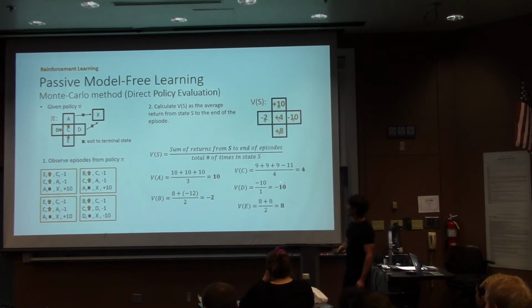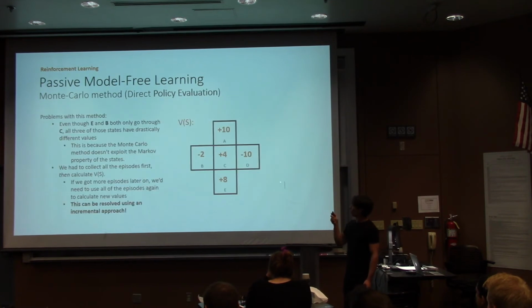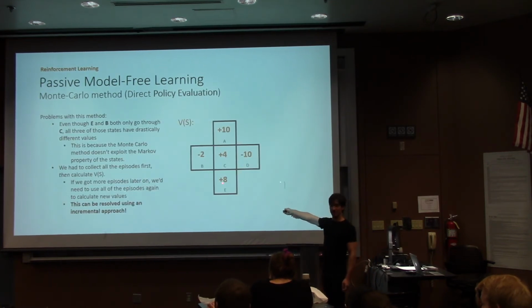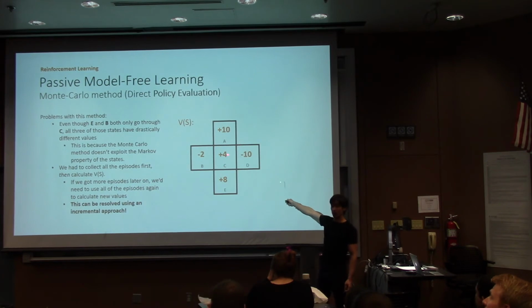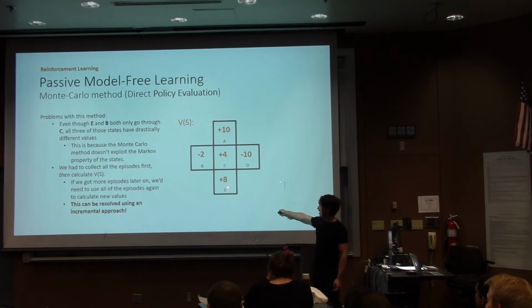That is the Monte Carlo method. Now there are some problems with it. Notice that states B and E only ever went through C. This is supposed to represent the values that you get for being in this state and going forward. So why is it that even though B and E both go through C, B, C, and E all have completely different values? Surely they should be similar.